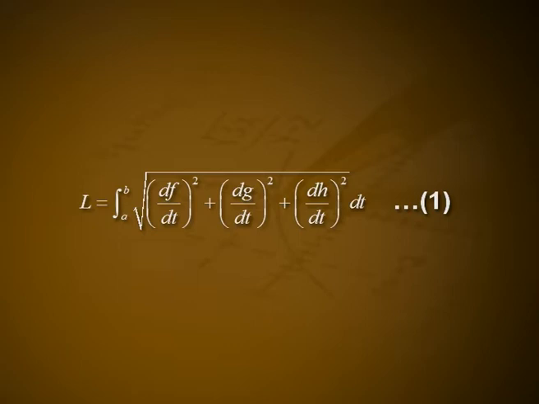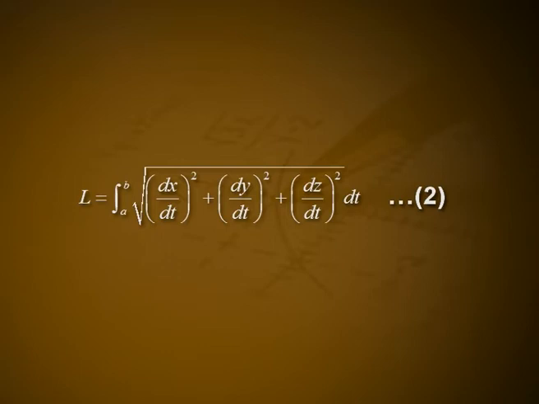Equation 1. We usually take r(t) = x(t)i + y(t)j + z(t)k. Then L = integral from a to b of the square root of (dx/dt)² + (dy/dt)² + (dz/dt)² dt. Equation 2. Just as for plane curves, we can calculate the length of a curve in space from any convenient parameterization that meets the stated conditions.